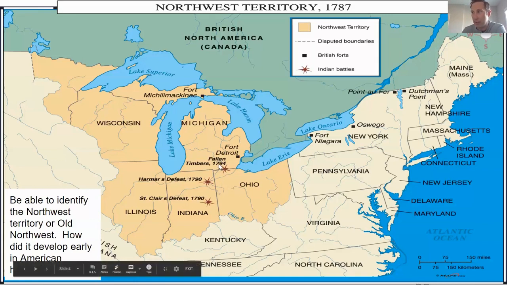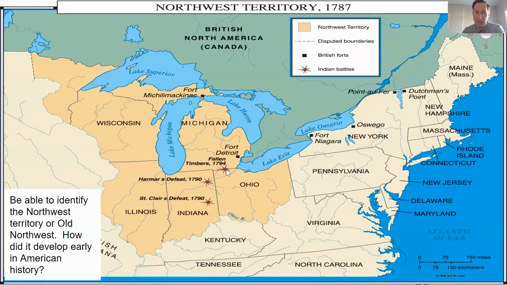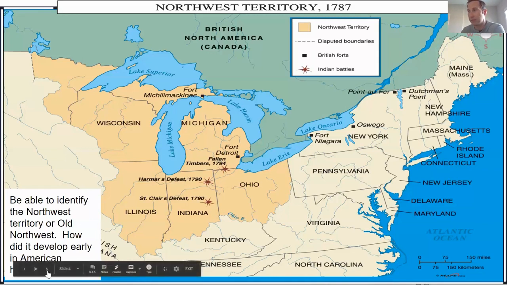The Battle of Fallen Timbers in 1794, which happens here on the border between Ohio and Michigan, is for control of this land between the United States and Native Americans. We also see conflict in these years with the British, who are still occupying some of these forts. We'll talk more about that in a second. So just understand, when they talk about the Northwest Territory and the Northwest Ordinance, this is the part of the United States that it is referring to.